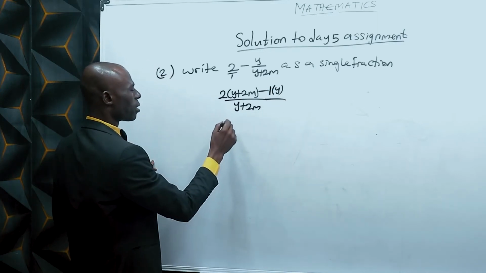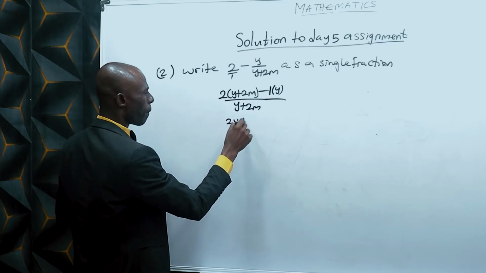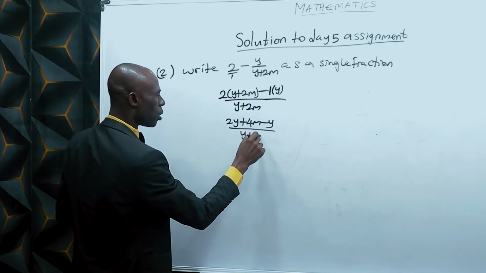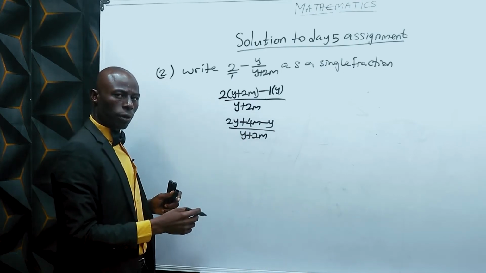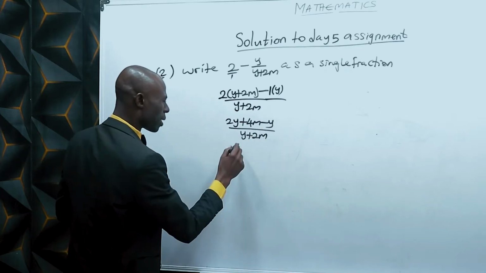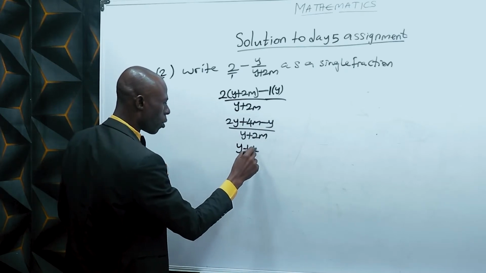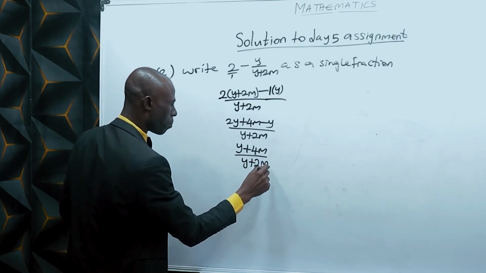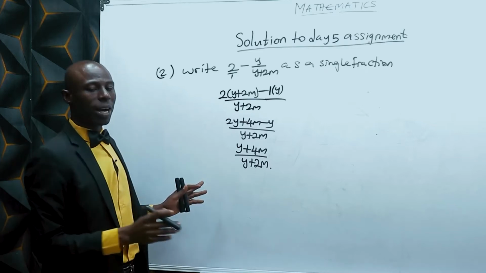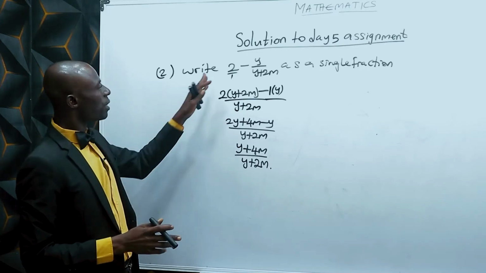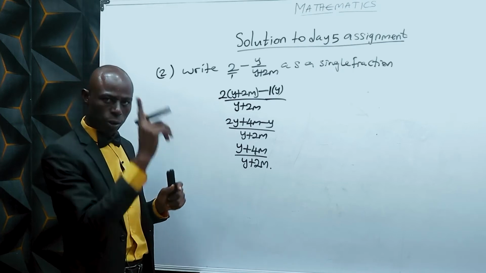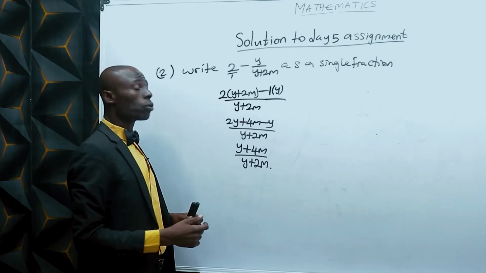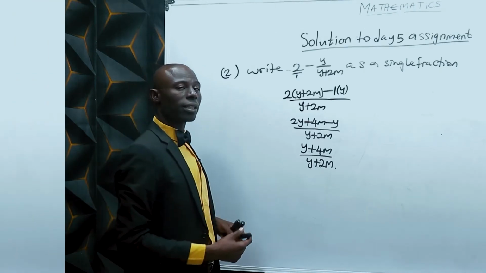So opening this bracket will be 2y plus 4m minus y all over y plus 2m. Are you following? 2y minus y gives y plus 4m all over y plus 2m. That is the simplified form of this fraction. We have written it as a single fraction in its simplified form. So that is it. Let's go to question 3 in the assignment.